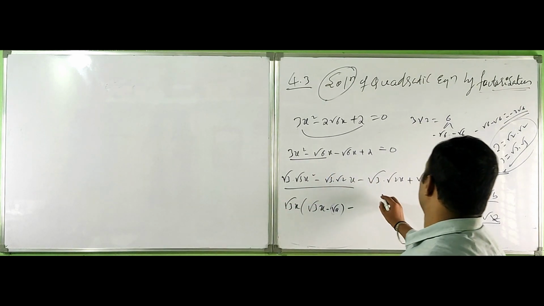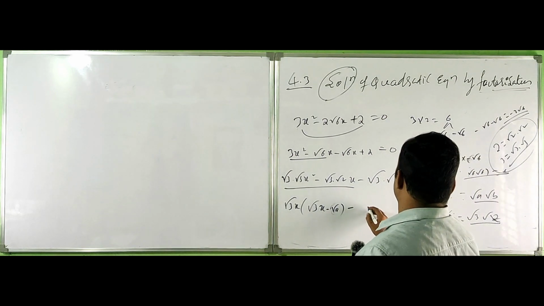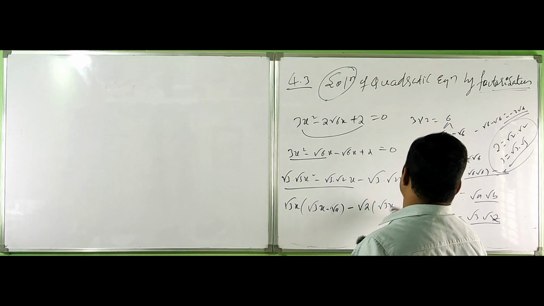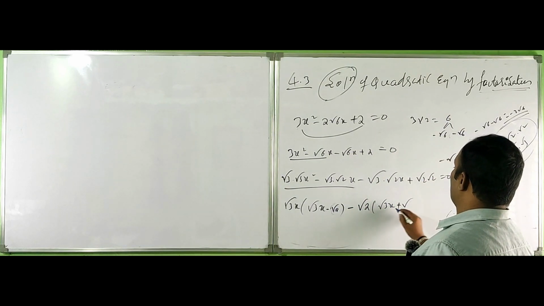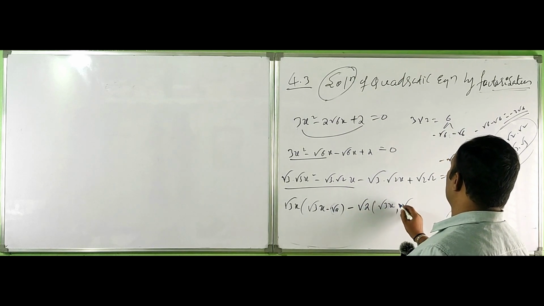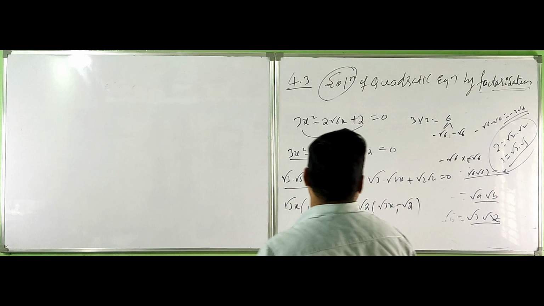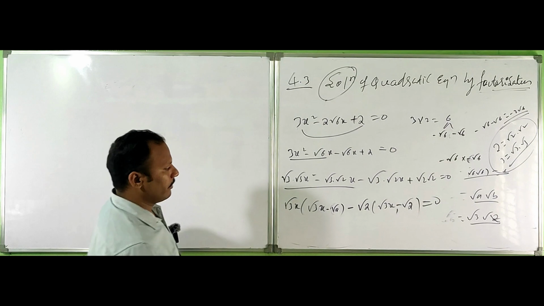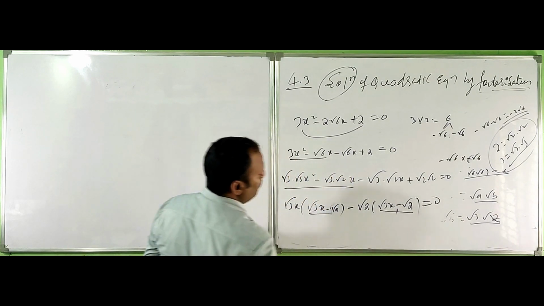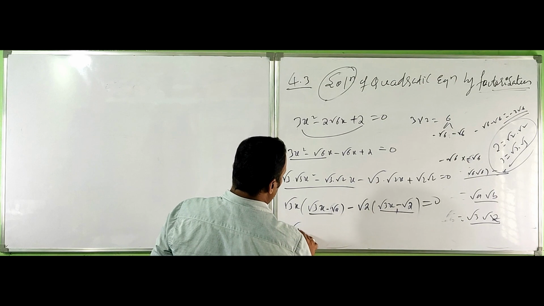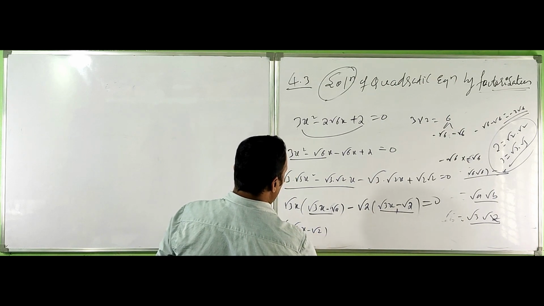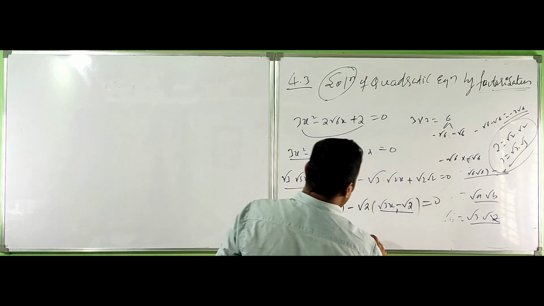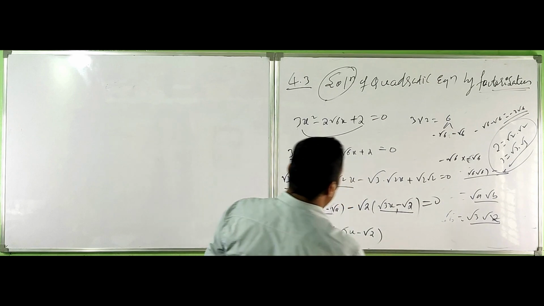Similarly, what is the common here? Root 2. Only root 2, na? Yes, the root 2 is common. Okay, root 3x is remaining and minus root 2. We are taking outside, na? Minus root 2. Okay, this is equal to 0. So in both terms we have root 3x minus root 2 common. The remaining terms are root 3x minus root 2. Okay, we are getting the same value, na?